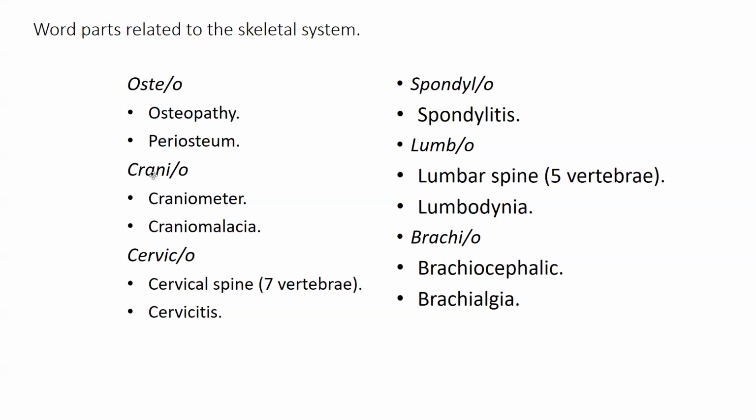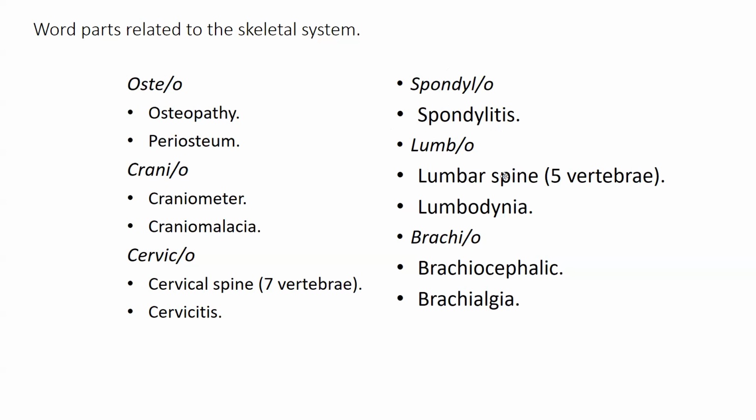Cranial refers to the skull itself. So craniometer measures the size of the cranium. Craniomalacia would mean softening of the cranium or the skull. As I mentioned before, cervico refers to a neck. That can be a neck anywhere. In this context, we mean the neck of the vertebrae. If you have cervicitis, you have an inflammation of those vertebrae. Spondylo refers to vertebrae. If you have an inflammation of the vertebrae, that's an inflammation of the bone itself.